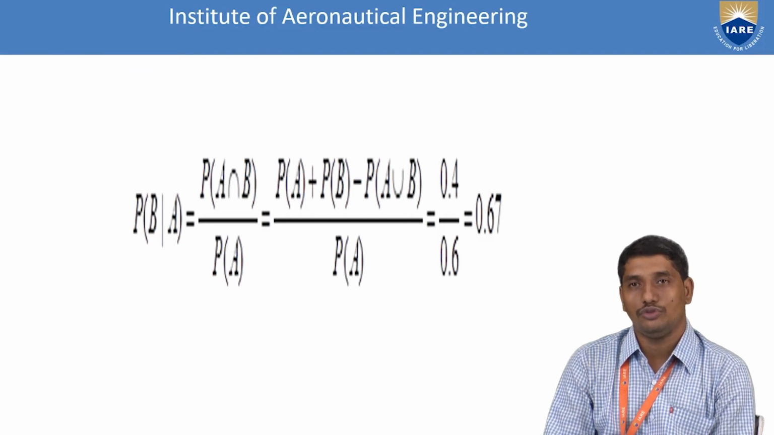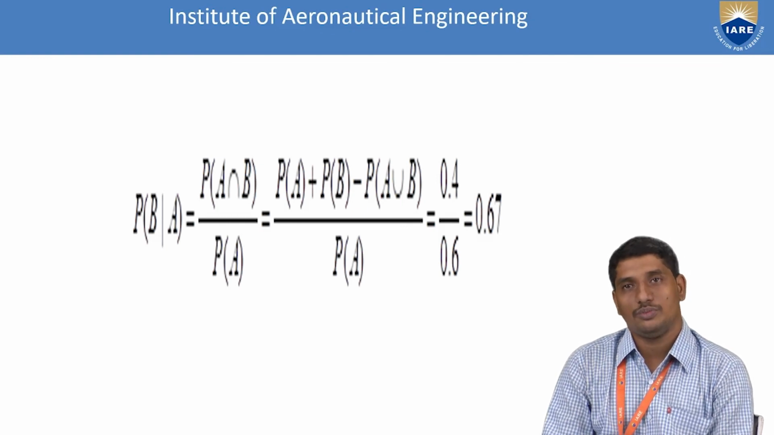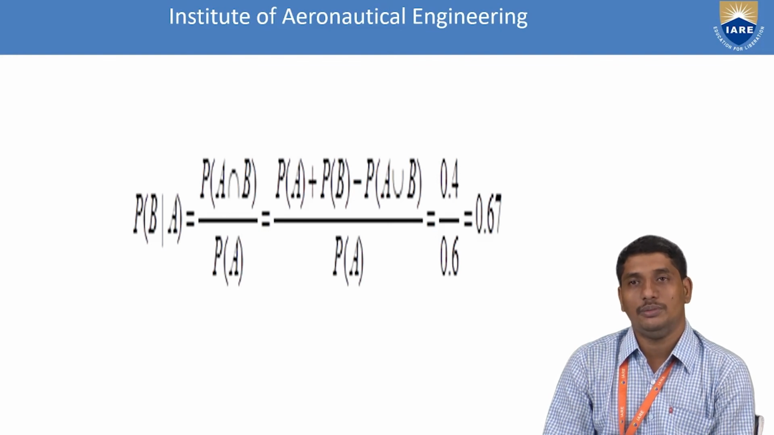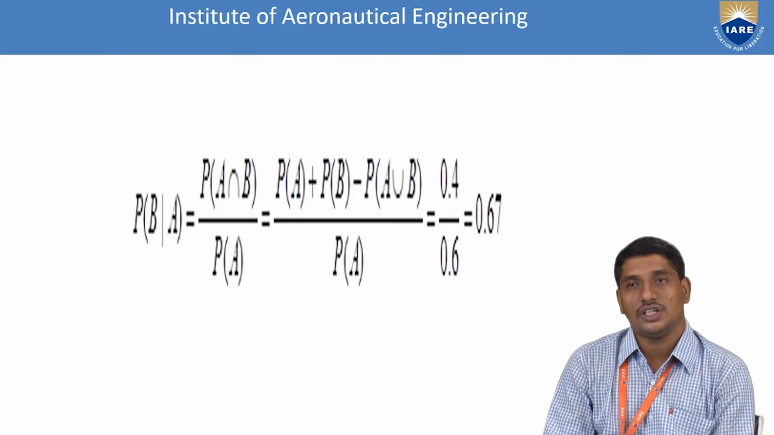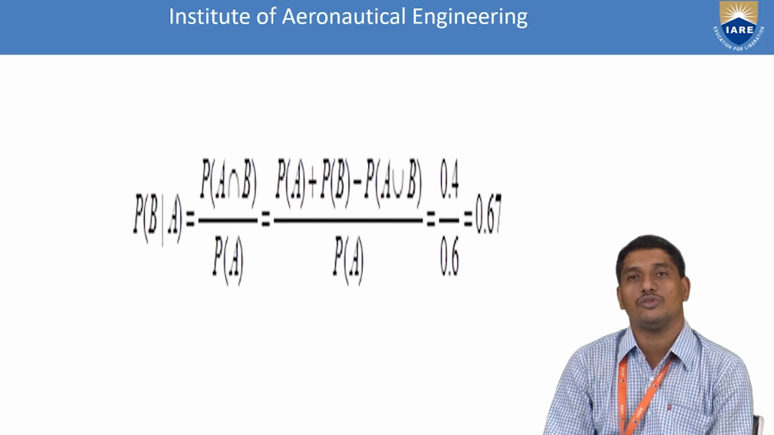The additive law of two events states that P of A union B is equal to P of A plus P of B minus P of A intersection B. So, P of A intersection B can be written as P of A plus P of B minus P of A union B, over P of A. From the data, P of A is 60%, P of B is 50% and P of A union B is 70%, and hence the numerator becomes 40% and the denominator is 60%. Finally, the answer is 67%.